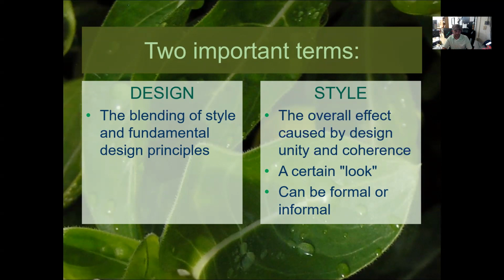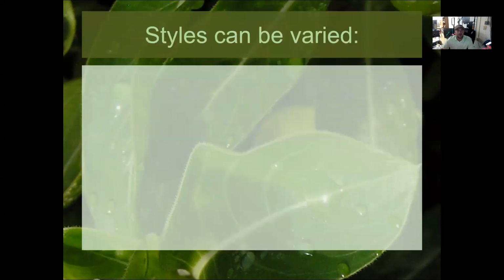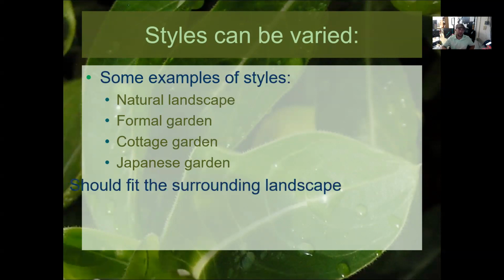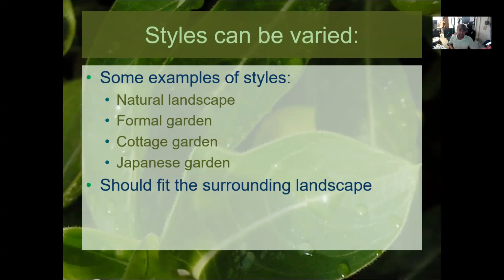You can just have something like a normal Pennsylvania house that has natural plantings around it. So styles can be varied. Some examples of styles include natural landscape, like I was just talking about, Japanese garden, kind of like what's around my house, cottage garden, or a formal garden. And it should fit the surrounding landscape.